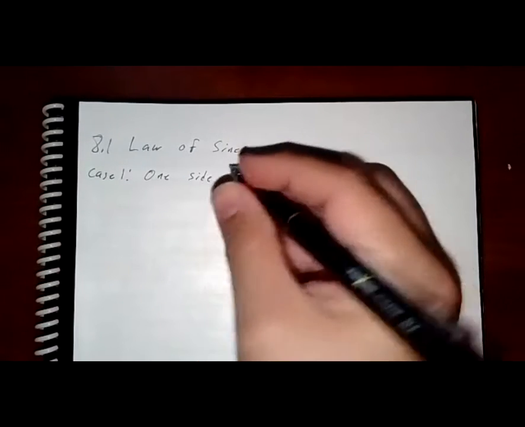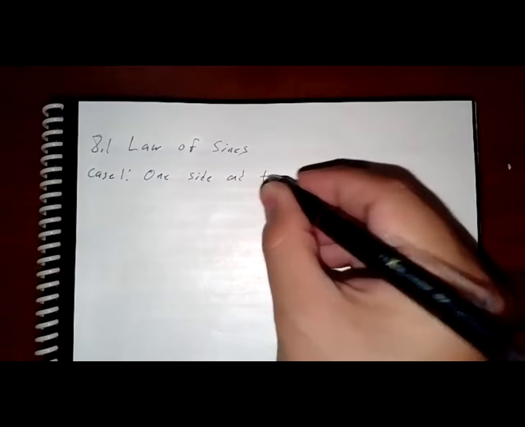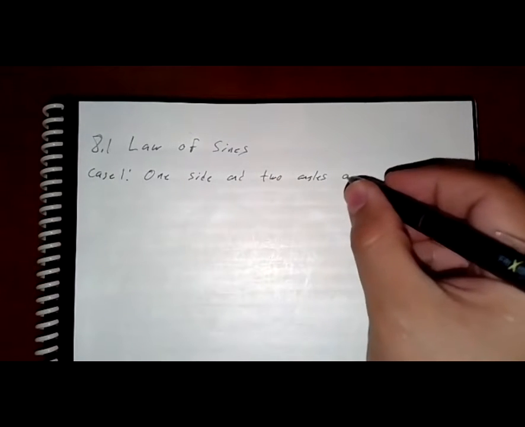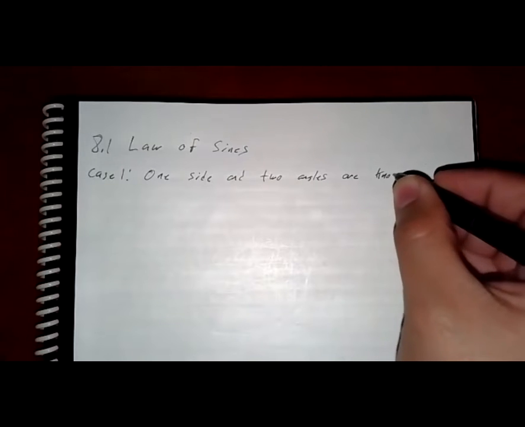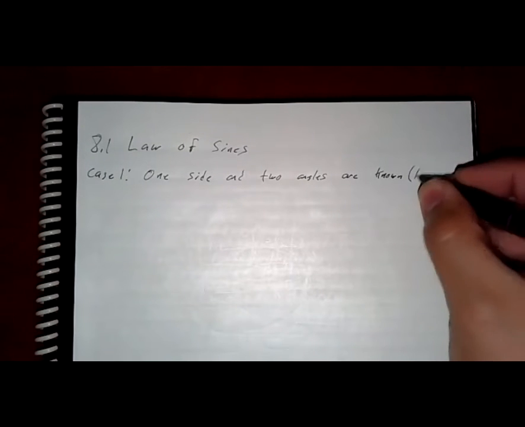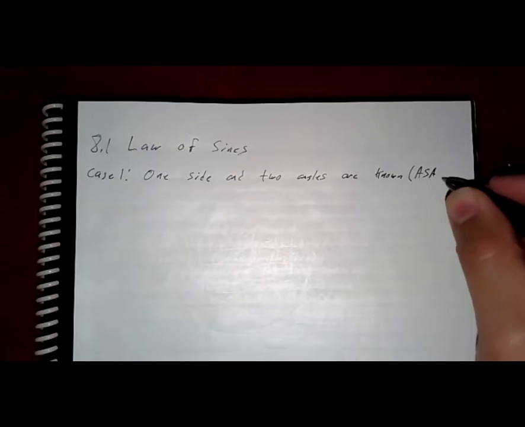So here is case one. One side and two angles are known. Basically, as long as we have a side and any two of the angles, you have case one. So that's going to be ASA, SAA.